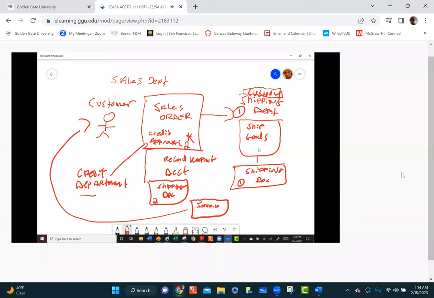And again, we could have multiple copies, but we'll take that invoice, and that invoice is going to do what? It's going to get entered into the sales journal. So all the different invoices are entered into the sales journal, and then the sales journal ultimately is going to get posted to the general ledger.